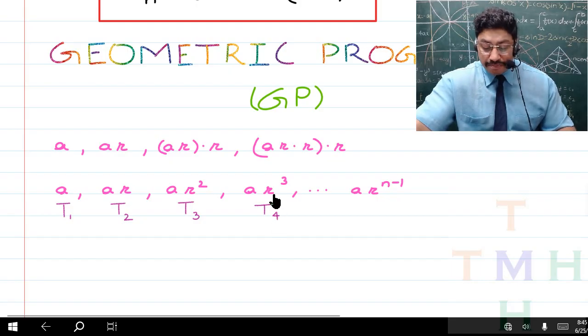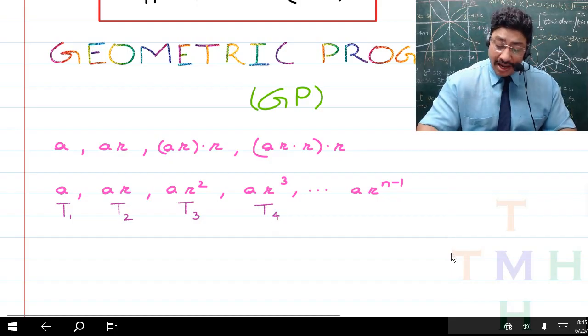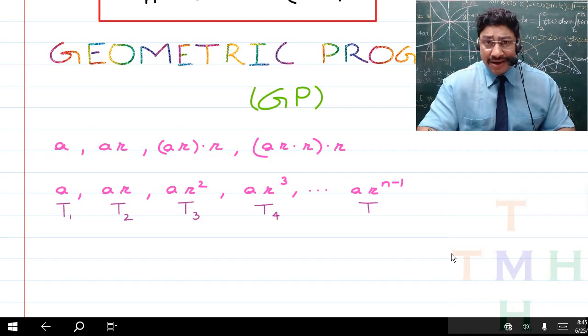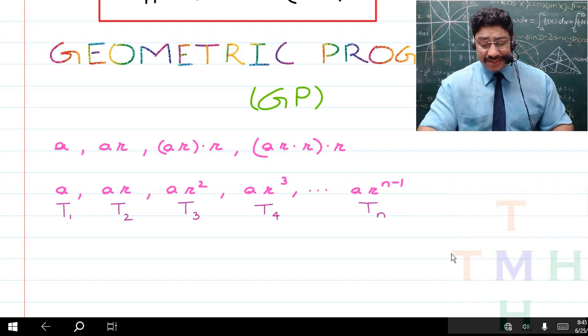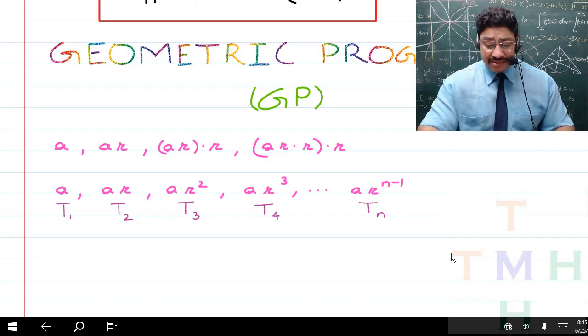And as you see, the power of r is just one less, right? So similarly, if you talk about the third term, you find that the power of r is just 1 less than 3, the nth term, that is r square. And thus, if you talk about the nth term, again, we should have just one number less in the power than the nth term. So since this is the nth term, thus we have ar raised to the power n minus 1.